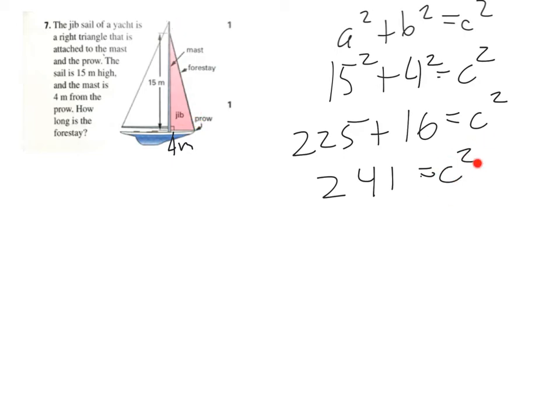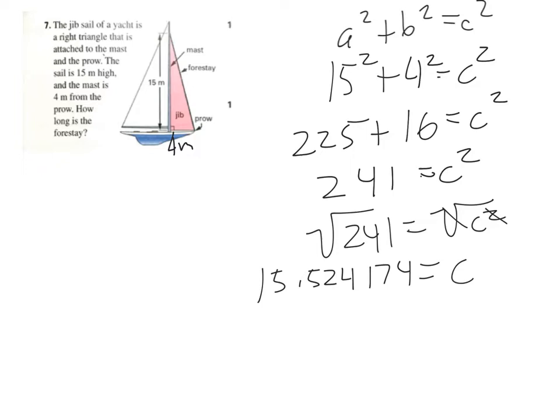So to get rid of this squared, I need to square root these two sides. So the square root of 241 is the same as the square root of C squared. When I square root that, that gets rid of the squared, which equals C. And using my calculator, I'll just grab the number for the square root of 241. So I used my calculator, and I got 15.524174. We're looking at rounding off to the nearest hundredth, so 2 decimal places.